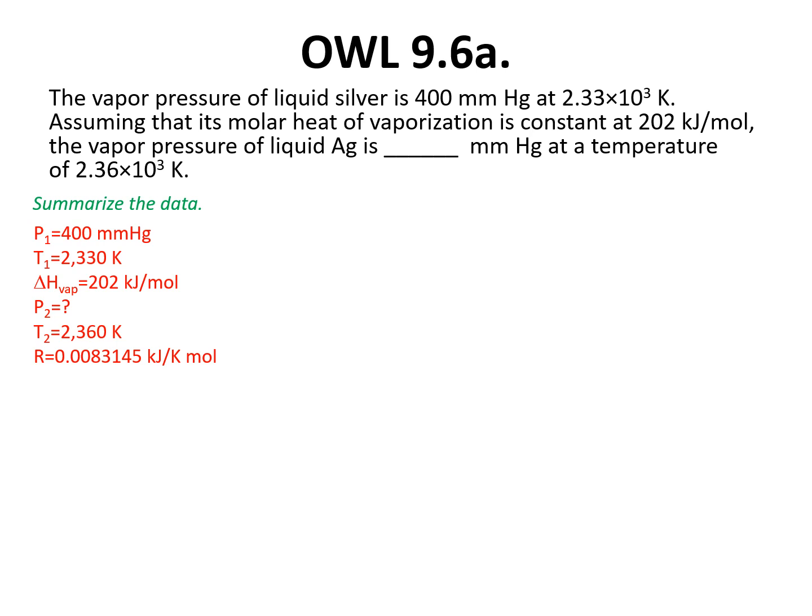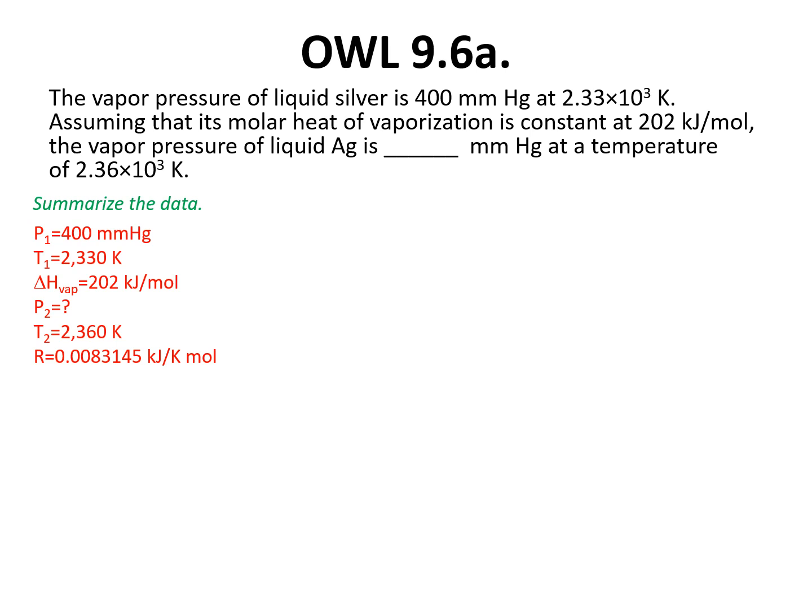And then we're asked for the vapor pressure at a second temperature. We don't know what that second pressure is. That's our unknown variable. The second temperature, 2,360 Kelvin. And then R. So since we are using the delta H of vaporization in kilojoules per mole, we'll just divide R by 1,000 and make it 0.0083145 kilojoules per Kelvin mole.